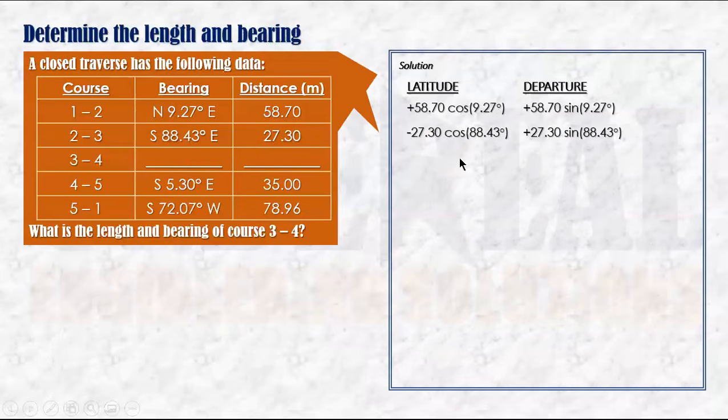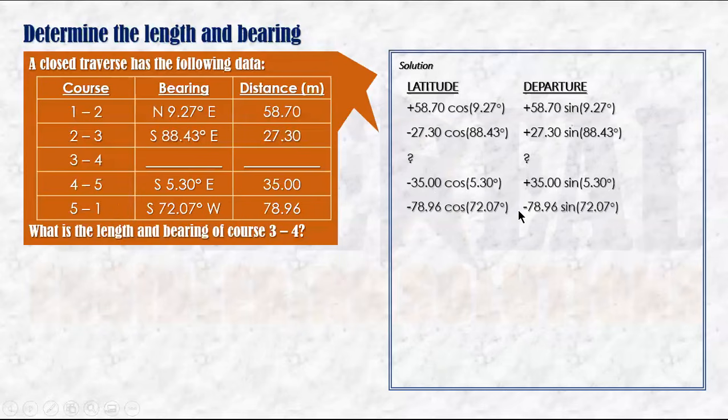And let's leave them as blank. No? Let's leave this as blank for now. Well, this one, 35, negative 35 because that is south. And positive 35 sine 5.3 because that is east. And here, since this is southwest, both must be negative. So, here they are. I just abbreviated them. Now, if we are to evaluate this, then these are their equivalent values.